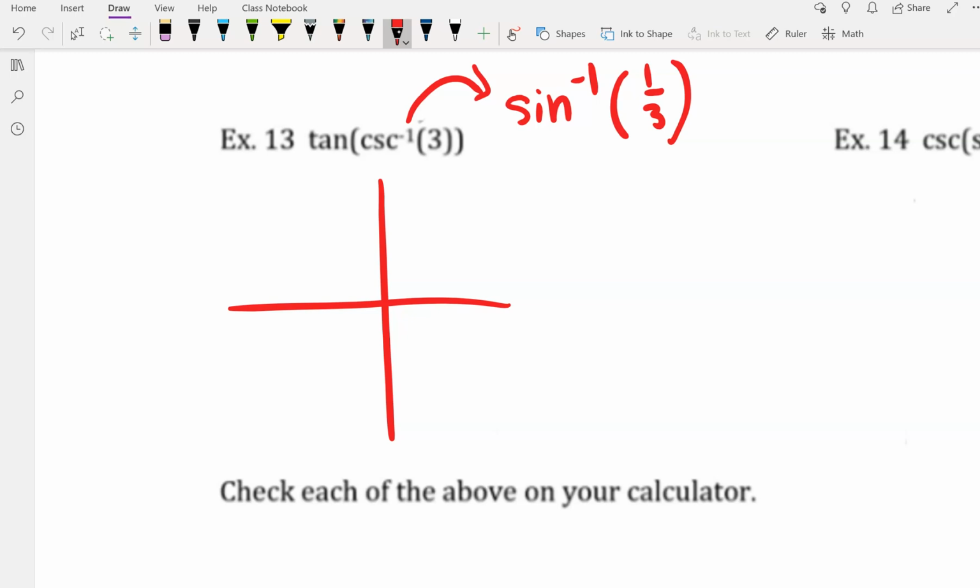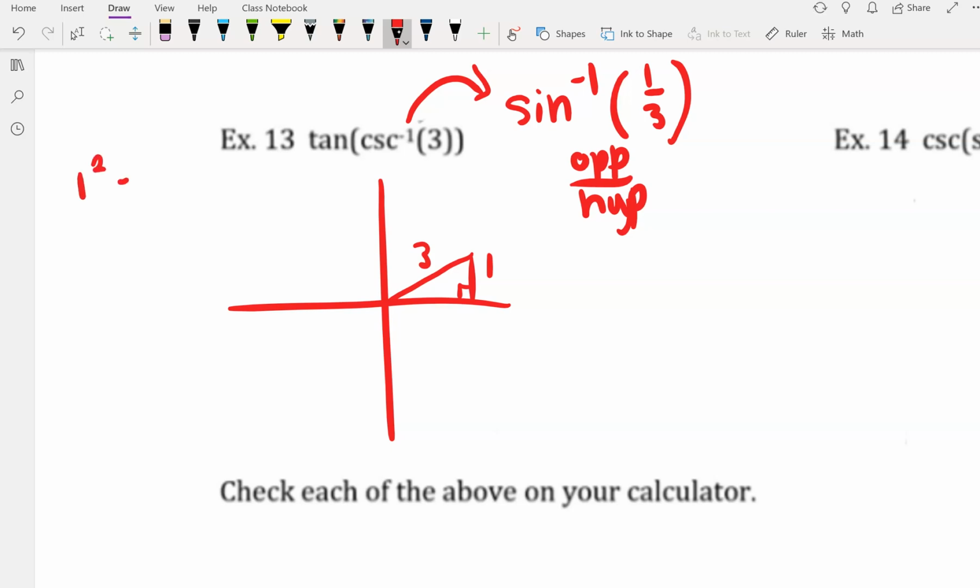So now this will be in the first quadrant, sine is opposite over hypotenuse. So opposite is going to be 1, hypotenuse is going to be 3. And then this is not a pretty Pythagorean triple, so I'm going to have to use Pythagorean theorem.